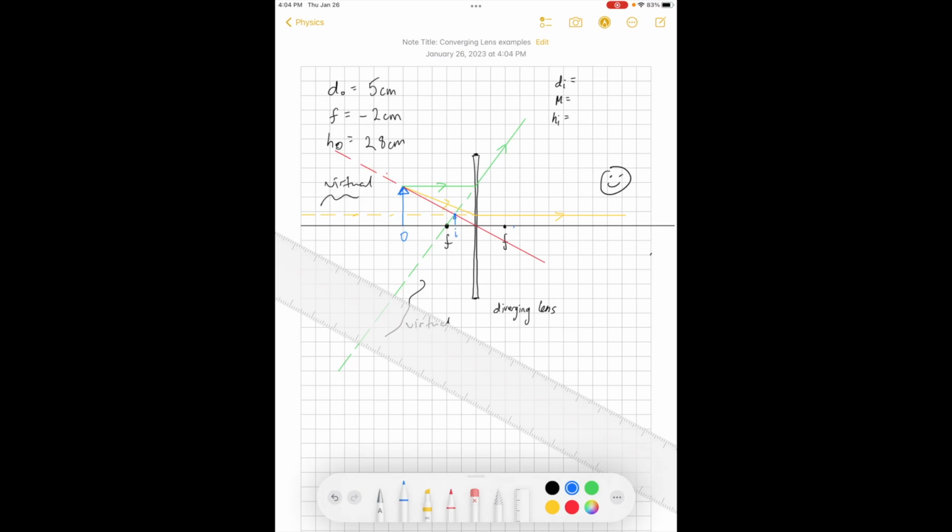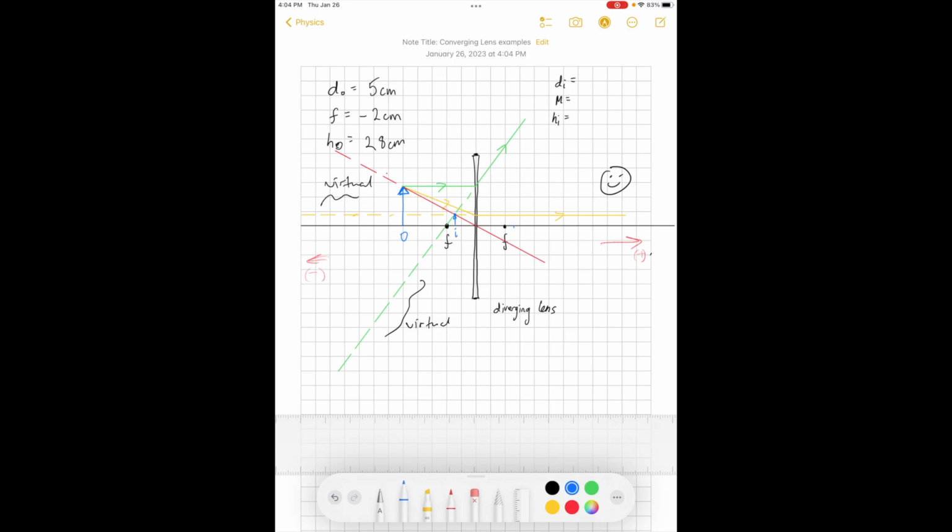Apparently this is the image. So as far as distances go, it appears to be closer to the lens than the focal length. So focal length of -2. It's going to have to be smaller in magnitude than that. Let's keep in mind that we measure distances positively going this way and negatively going this way. So the image distance has to be negative, but not quite as negative as -2.